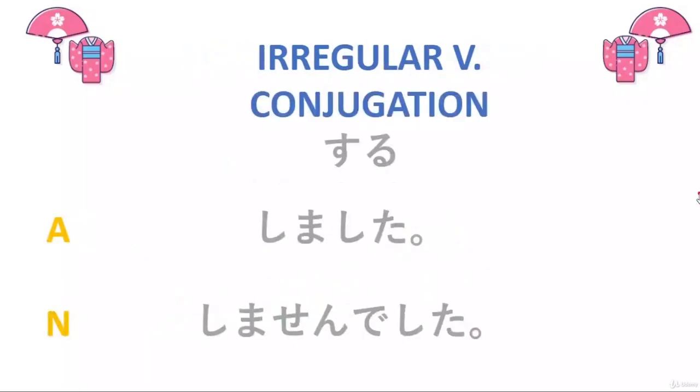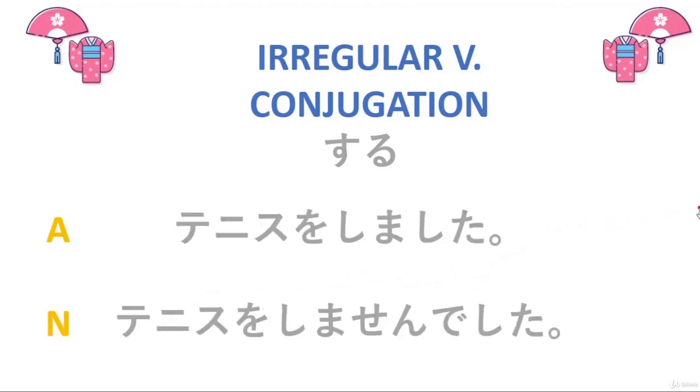Now for irregular verb conjugation, as you can remember, we have only two irregular verbs, suru, to do, and kuru, to come. So let's start off with suru, to do. Past affirmative would be shimashita. And past negative would be shimasen deshita. So did and didn't do.